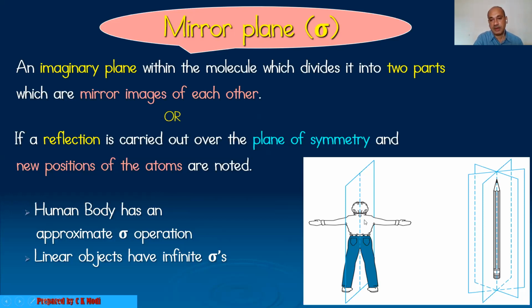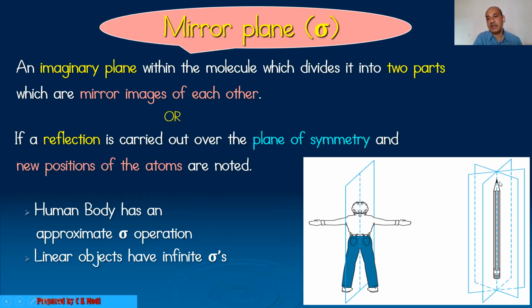Look at this example, the human body. Now if a plane is passing through the center of the body and divides it into two parts, this part and this part, both parts are mirror images of each other. That is called a mirror plane. Another definition of mirror plane: a reflection is carried out over the plane of symmetry and the new positions of atoms are noted. Both these parts are mirror images of each other, therefore the human body has a mirror plane.